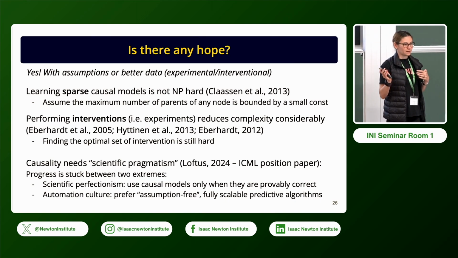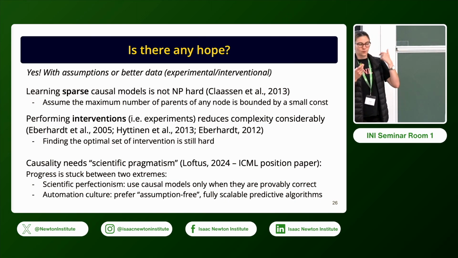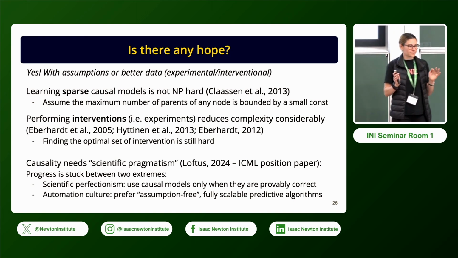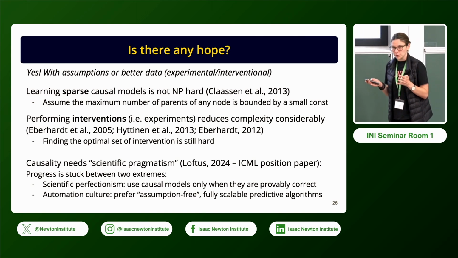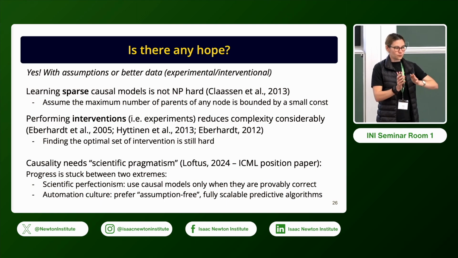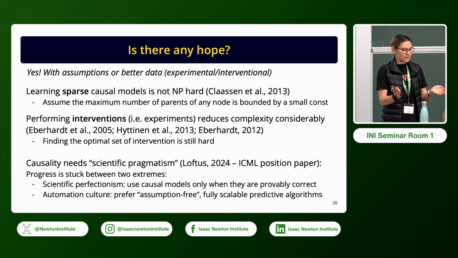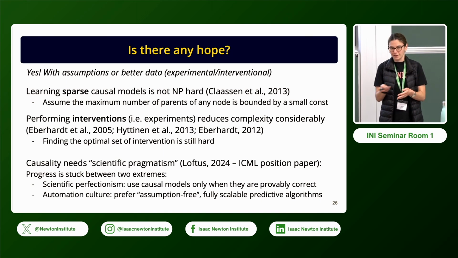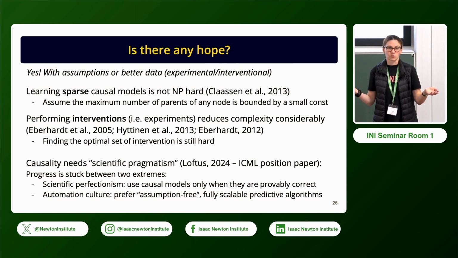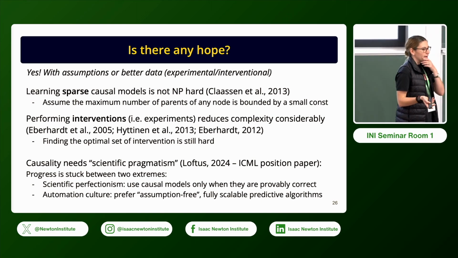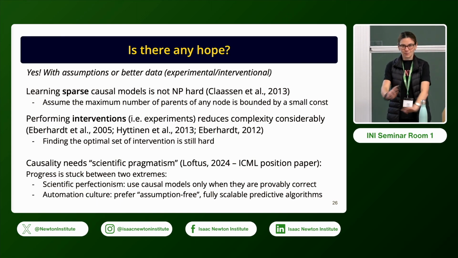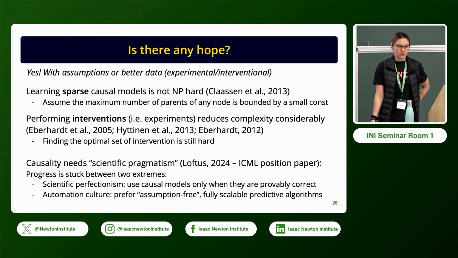I don't consider myself part of the causality field, but as an outsider, it seems to me that progress has been stuck a little bit between the two extremes, right? You want to be scientifically perfect, i.e. you want to use causal models only when the assumptions are provably correct, and they never are, right? And it's a very easy rebuttal to say, oh, but your causal assumptions don't hold, so why are you giving me this model? And on the other hand, we have the deep learning people that just don't care about anything as long as it's predicting, so fair.